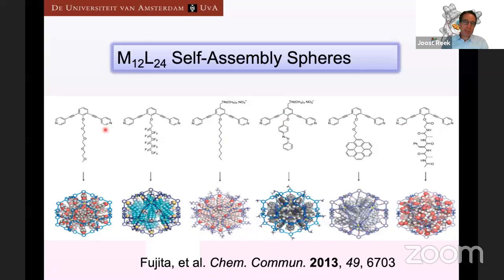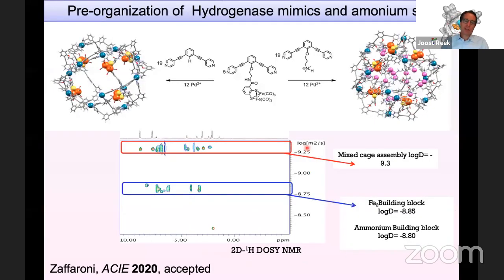And if you add palladium or platinum precursors to this, these types of structures self-assemble by just mixing these components in these constructs that contain 12 metal centers and 24 of these ligand building blocks. And you can put any functionality here you like, more or less, even peptides, as Charles knows. So we did this also.